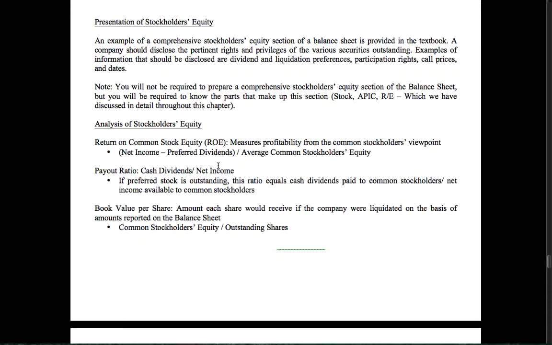I will not be requiring that you be able to prepare a comprehensive stockholders' equity section of the balance sheet, but I do want you to know what is required to make up the parts in this section, which is the stock, additional paid in capital, retained earnings, everything that we have discussed throughout this chapter. So you don't need to refer to the textbook to know what's in it because we've discussed it in this chapter, but if you would like to refer to the textbook to get an understanding of how it's presented in financial statements, then please feel free to do so.